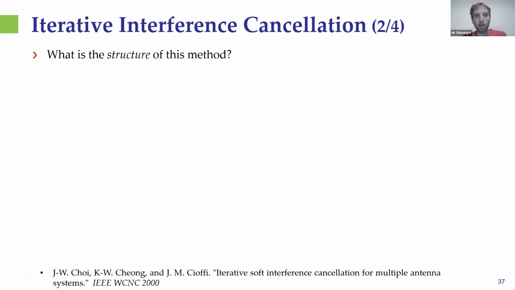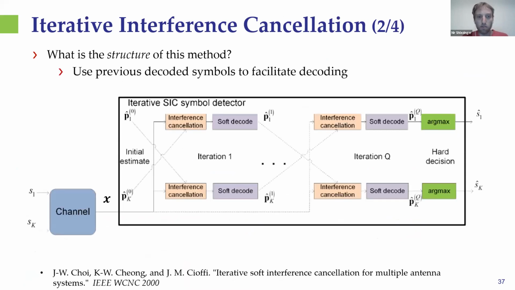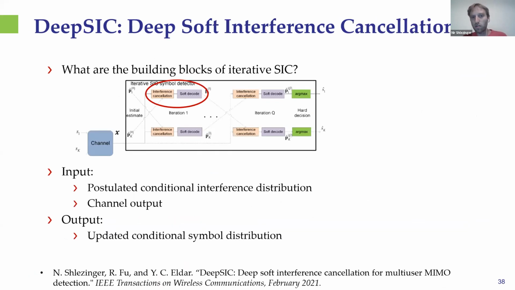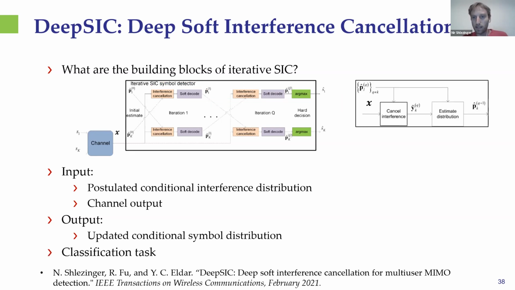So one of them is the soft iterative interference cancellation algorithm proposed by Choi et al. 22 years ago. And that essentially boils down to an iterative algorithm, where each one of those blocks here carries out this interference cancellation step, followed by soft decoding, and it uses the soft detection from the previous iteration to facilitate the detection of the future iterations. And essentially, each one of those blocks carries out soft interference cancellation, and soft decoding can be viewed as a classification task.